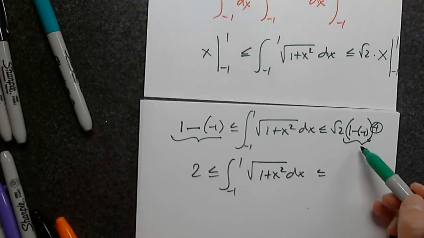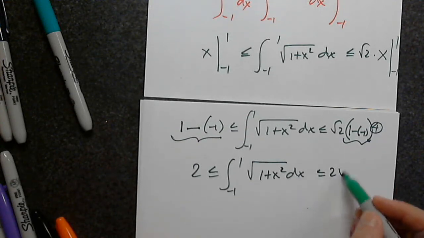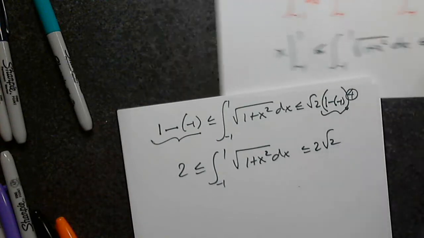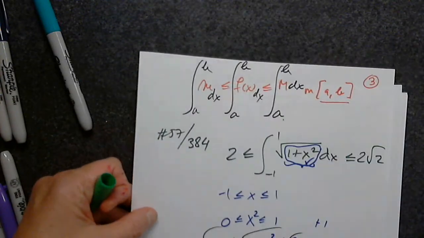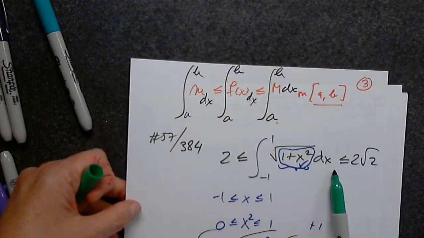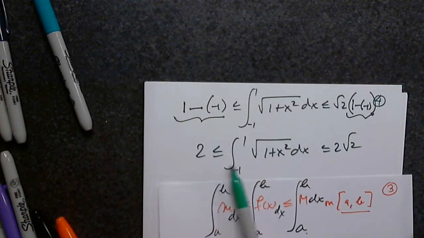How much is this? Times the square root of 2. And now I go back and see what they wanted. They wanted us to show that 2 is less than or equal to the integral, less than or equal to 2 times the square root of 2.